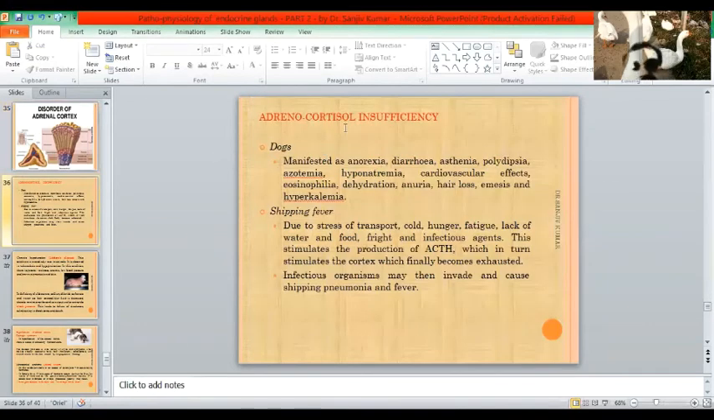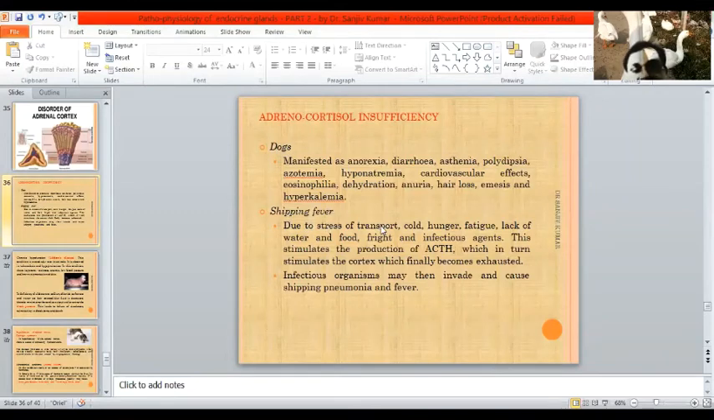So due to deficiency of the adrenal cortical hormones, that is glucocorticoids basically, in dogs, it causes anorexia, diarrhea, azotemia, low level of sodium ion, cardiovascular effect, eosinophilia, high level of potassium ion, dehydration, hair loss, vomiting. These are the conditions shown due to deficiency of glucocorticoids basically in dogs.